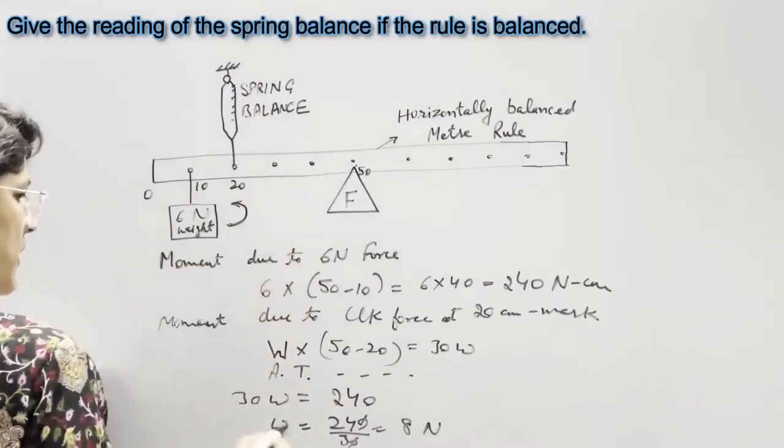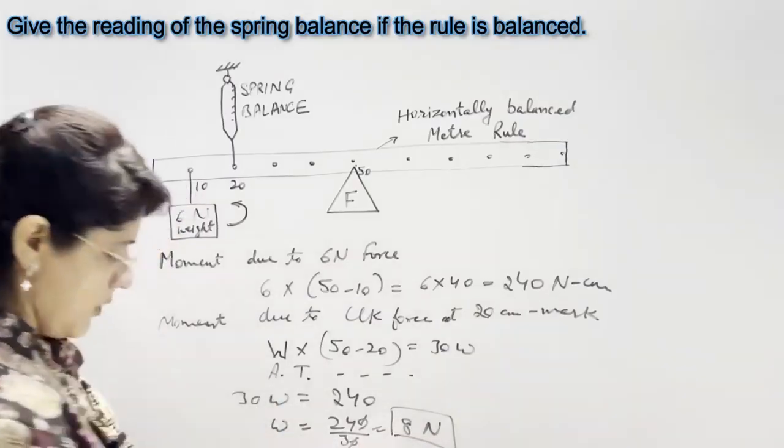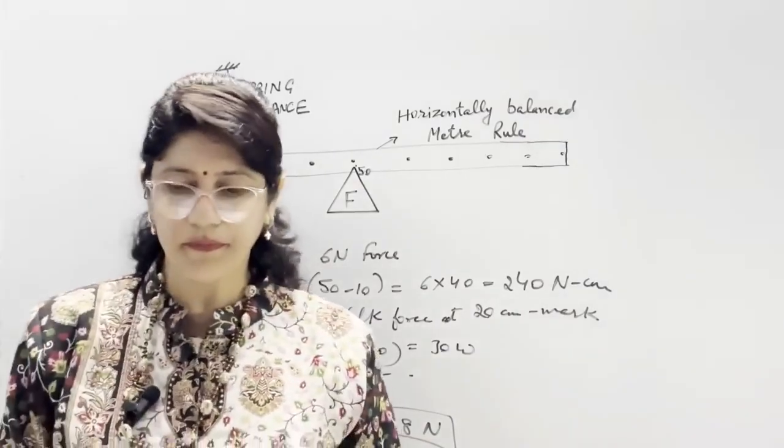So what is the value of the spring balance at the 20 centimeter mark? Its value is 8 Newton. We should write 8 Newton.